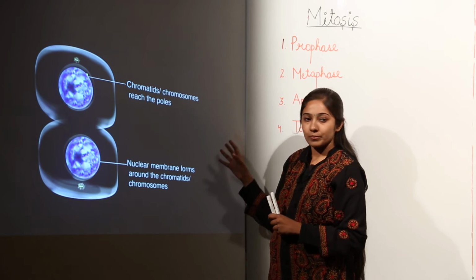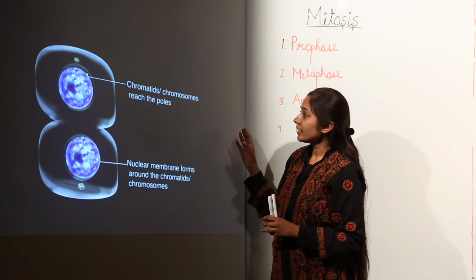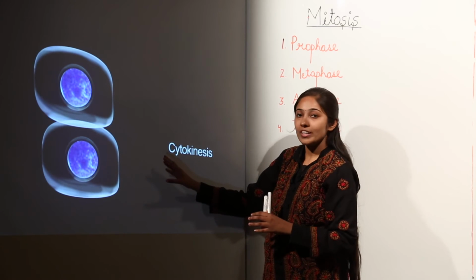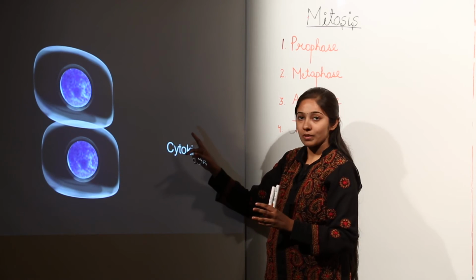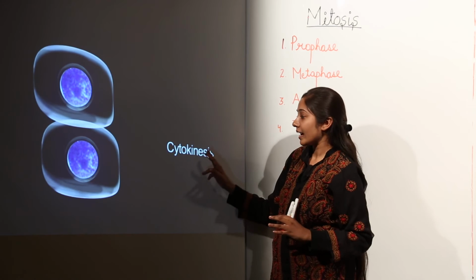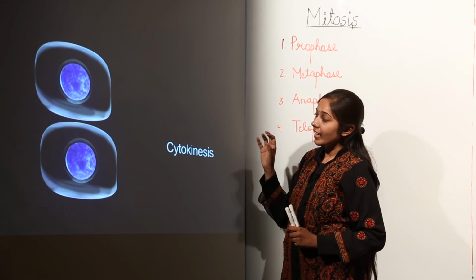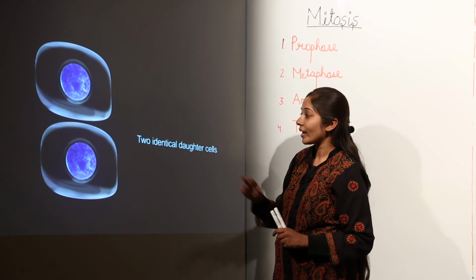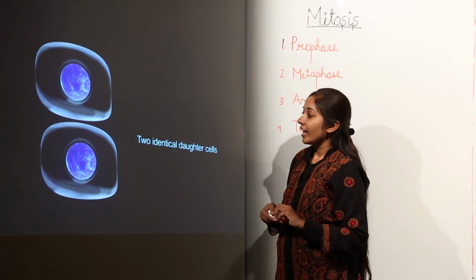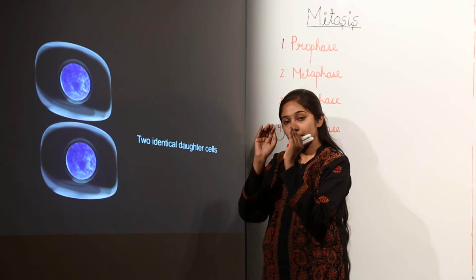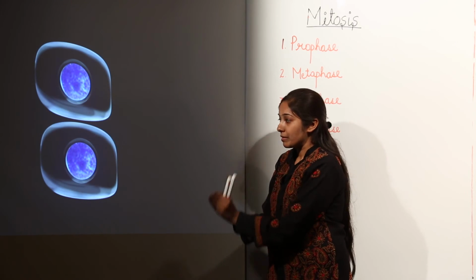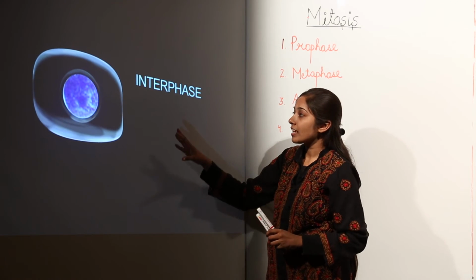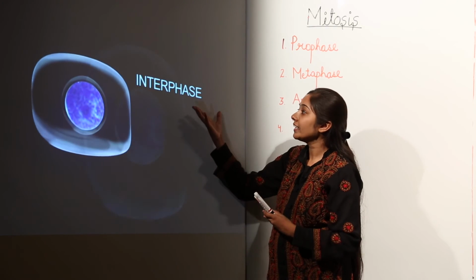After the fourth stage has completed, what is going to happen? You will see that the cell is going to divide based on the cytoplasm. Now cytoplasm division is there, that is known as cytokinesis, and now we have two daughter cells. From a single cell we have two identical daughter cells, and now these daughter cells have a complete nuclear membrane, they have chromatin material inside and they have a nucleolus. Now they are ready to move on to the interphase stage.